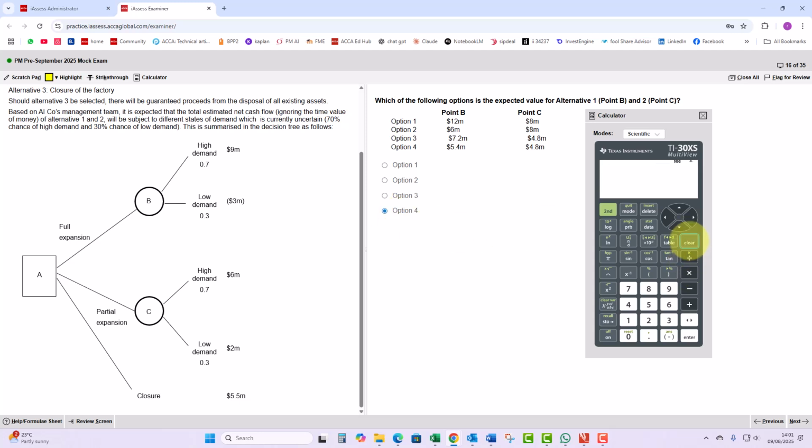Just for the benefit of the video, I will do the point C calculation, but like I said, I wouldn't do so in the exam. So once again, it's 0.7 by 6 this time. Then we add on 0.3 by 2, which is 4.8. So it agrees that it was either going to be option 3 or 4 based on the point C calculation. Option 4, the correct answer.